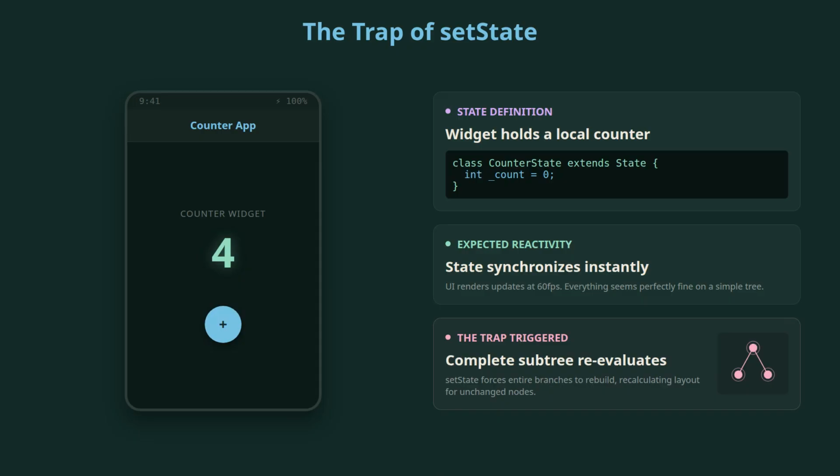Suddenly, your shopping cart screen needs to know what was added on the product detail screen, which is nested 5 levels deep inside a totally different navigation tab. If you try to use standard stateful widgets here, you have to pass callbacks down through dozens of constructors. This is called prop drilling, and it turns your elegant codebase into a spaghetti nightmare within days.